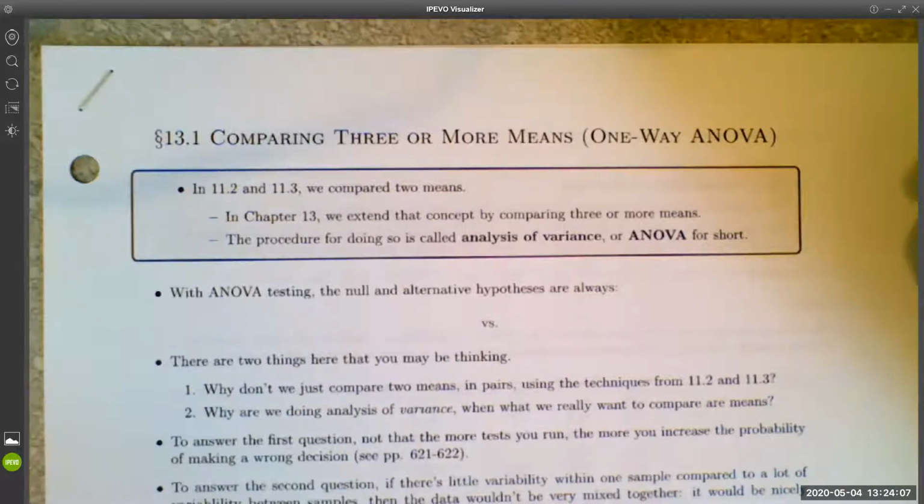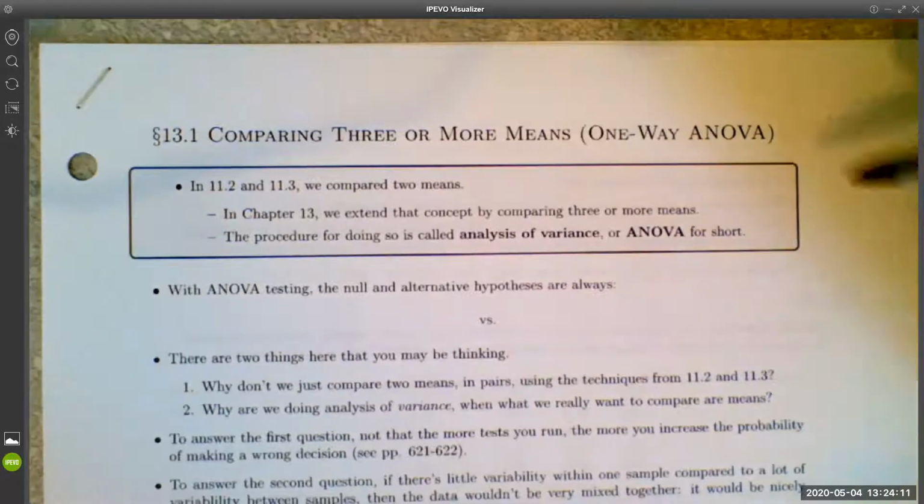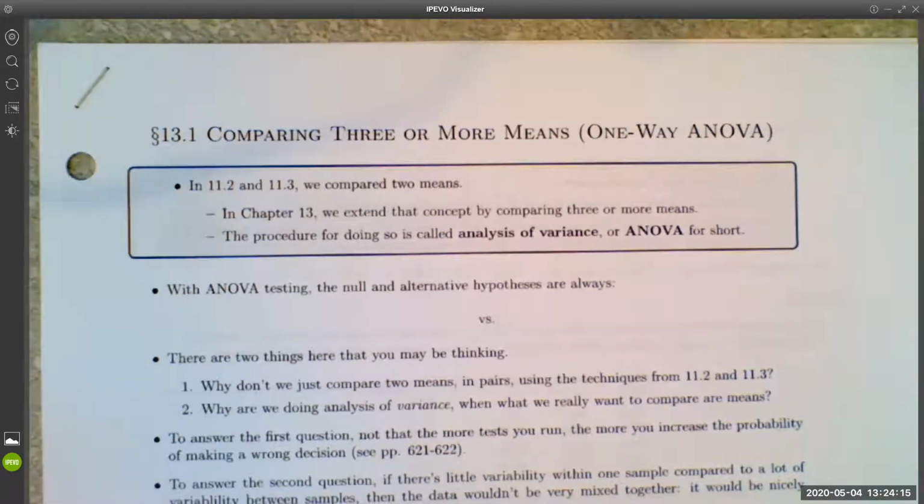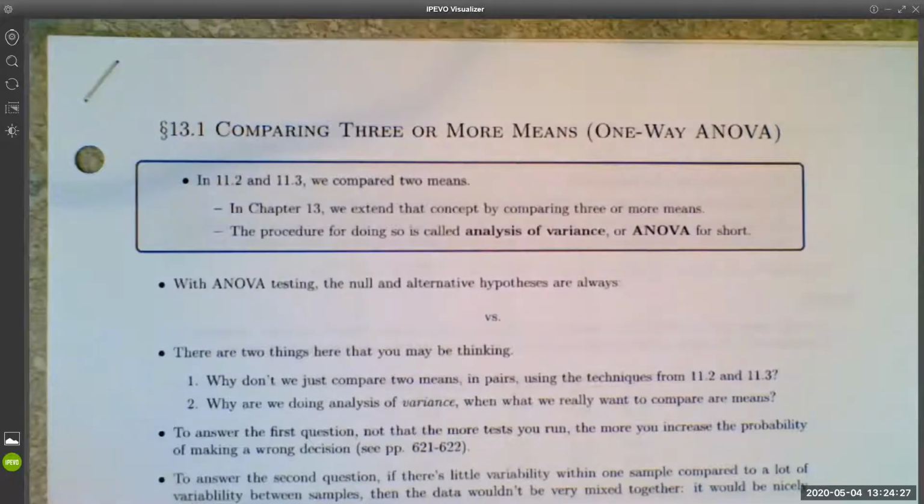And the entire chapter is about ANOVA, but the first two sections are about one-way ANOVA tests. These are tests that are used to compare multiple means to one another, and they're very, very similar to the homogeneity of proportions test that we did in 12.2. Only this will be for means instead of proportions.